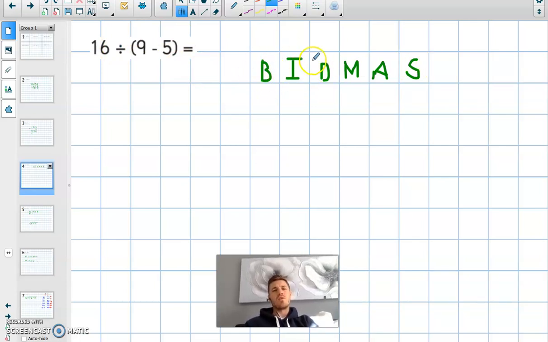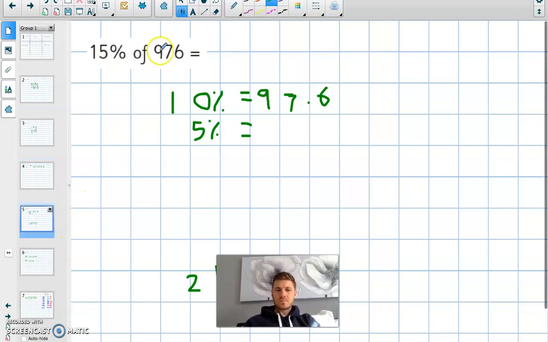Okay, so with this particular number problem, you need to make sure that you write down the term BIDMAS, because this helps remind you what order you will need to work out the number problem in. So first of all, we know that brackets are the most important operation in BIDMAS, so whatever is in the brackets, we need to work out first. So 9 take away 5 is 4, and then we do 16 divided by 4, which is 4, because 4 times 4 is 16. That's the inverse. Okay, so your answer is 4 for that question.